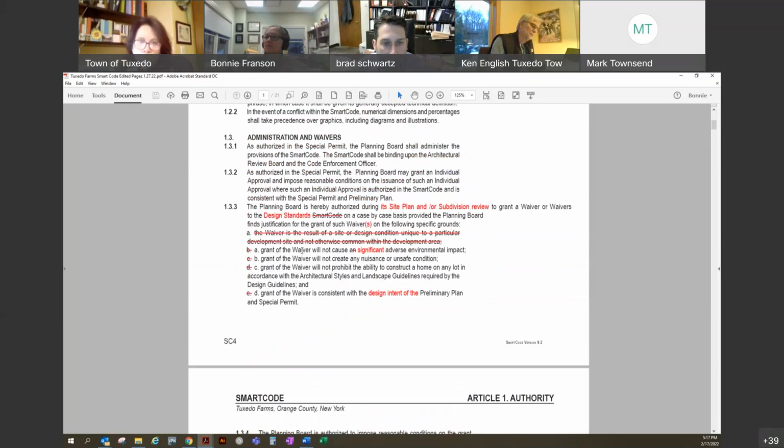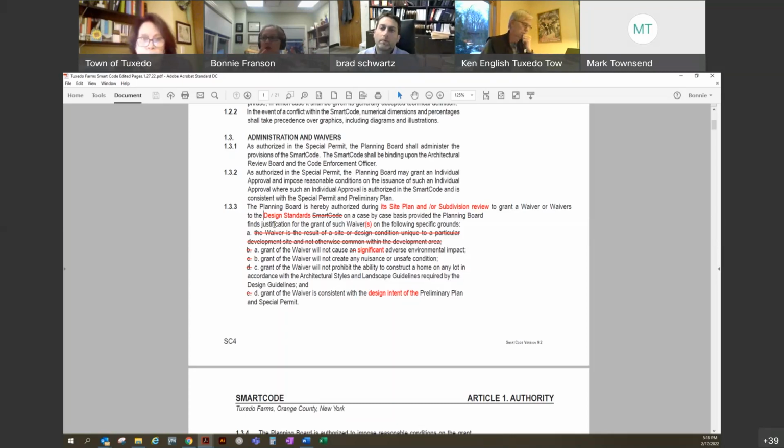So these are the revisions that the applicant is proposing. And then it says the planning board is hereby authorized, during its site plan and/or subdivision review, which is what the planning board would review, to grant a waiver or waivers to the design standards. And again, with language, we have to be very specific because the smart code and the design standards, depending on which terminology you use, could refer to many things. So we have to be specific about exactly what we're talking about when we talk about design standards.